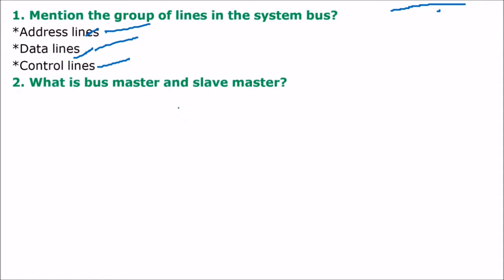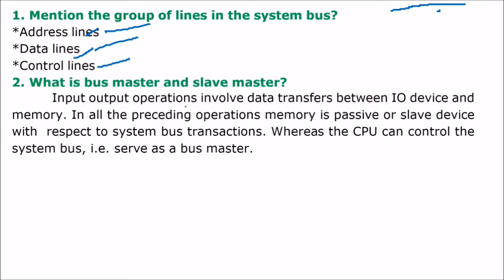What is bus master and slave master? Input output operations involve data transfers between the input output device and the memory. So in all the preceding operations, memory is passive and a slave device with respect to system bus instructions, whereas the CPU can control the system bus, that is, it may serve as a bus master. This is the bus master and slave master.